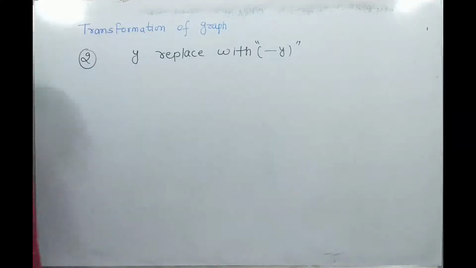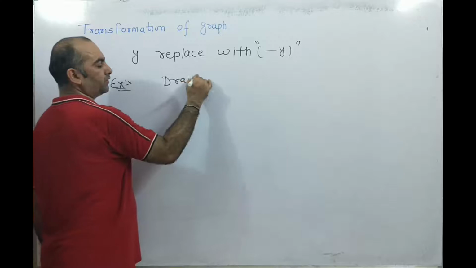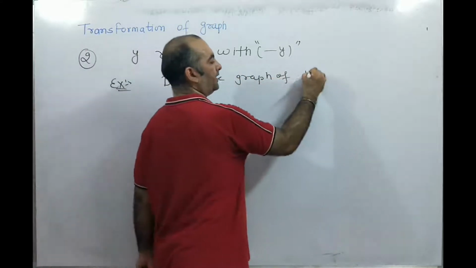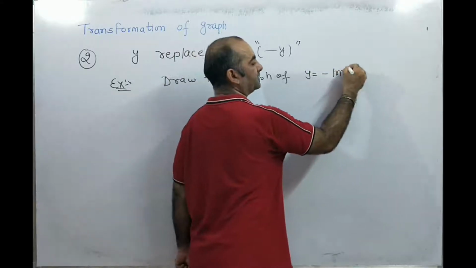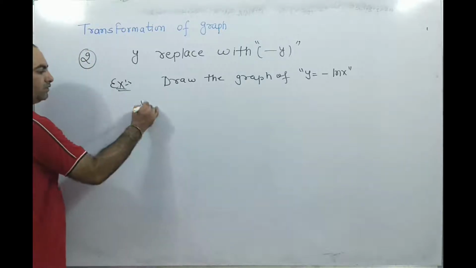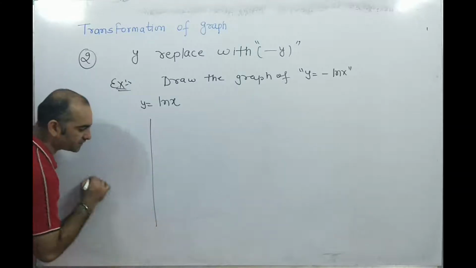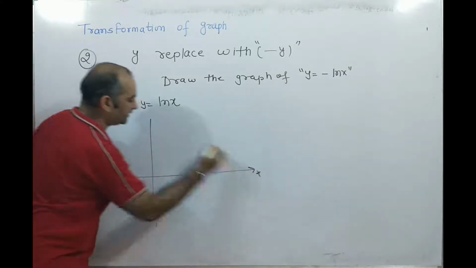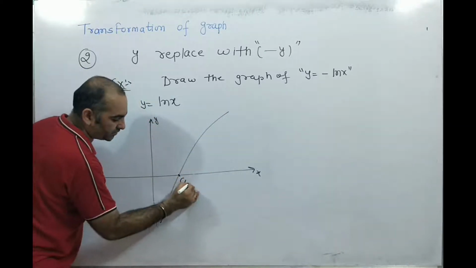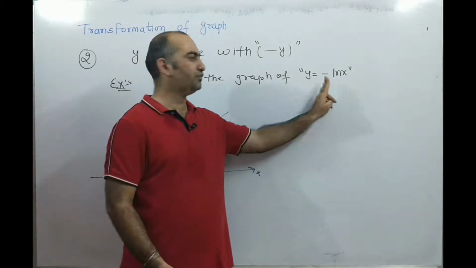Next example is: draw the graph of y equal to minus ln x. This graph we have to draw. So what will you do? We know the y equal to ln x graph. So the ln x graph is this one. This is the x-axis, this is the y-axis. This point is (1, 0). So this is the y equal to ln x graph. We want this graph, so how do we find it?